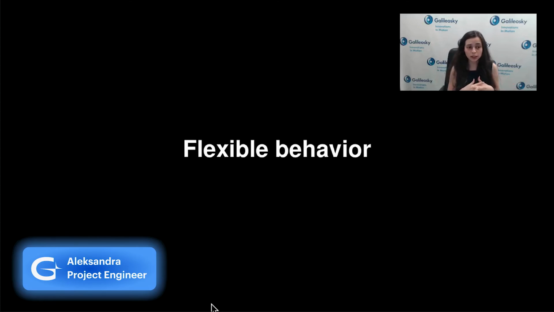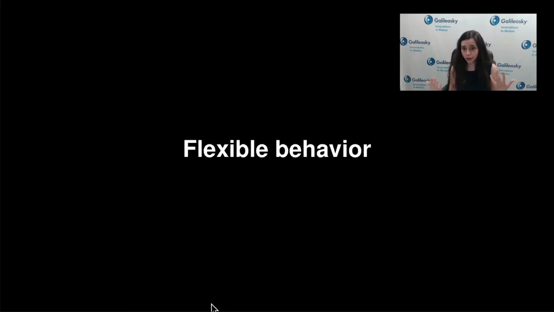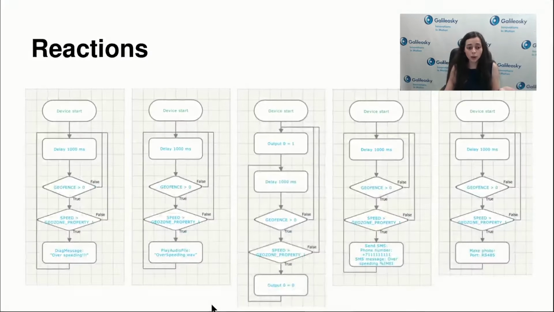Next part of our lesson is flexible behavior. So we got a general understanding of how to work with geofences, but it is very important to react in some way in case something happens in geofences. Otherwise, it is useless. We have very different kinds of reactions. So it is possible to send just a diagnostic message.